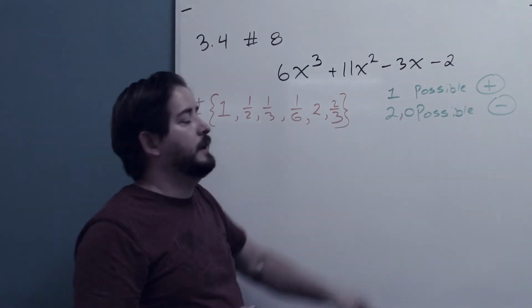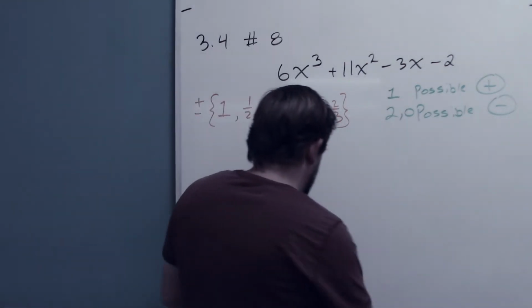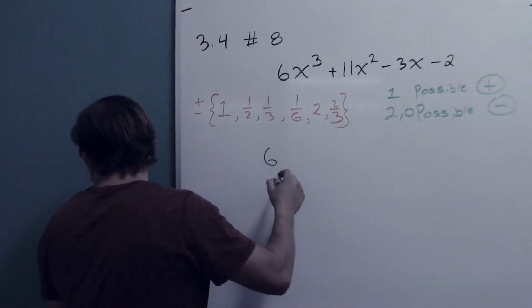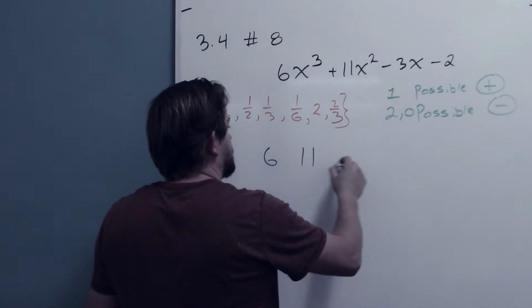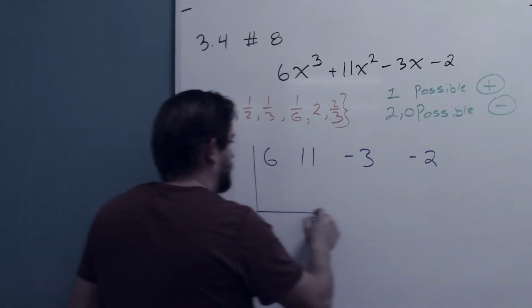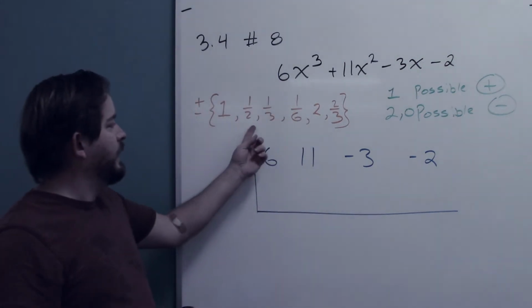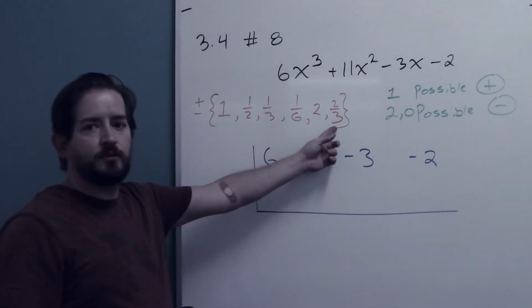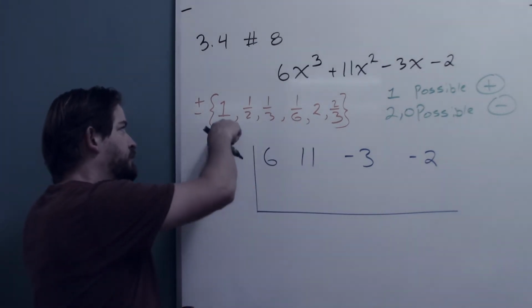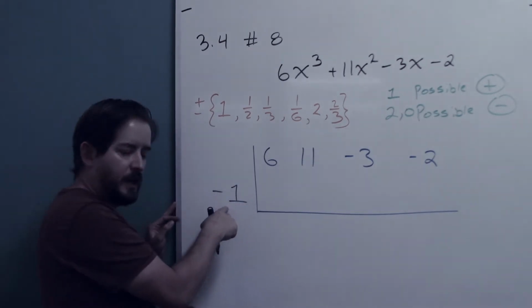So I'm going to start there, right? And I'm going to go through synthetic division and try to find that positive 0. So I'll take my 6, 11, -3, and -2. I'm going to start dividing out my positive numbers, and I would hate to have to try to do synthetic with a fraction, so I'm going to start with my whole numbers. I'm going to start with 1, and divide out a 1 in synthetic, I have to have a negative 1 here.